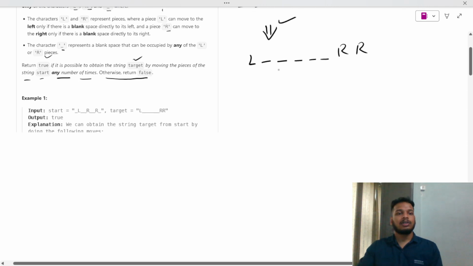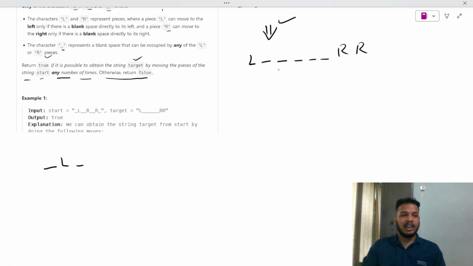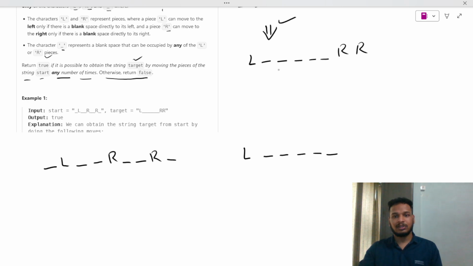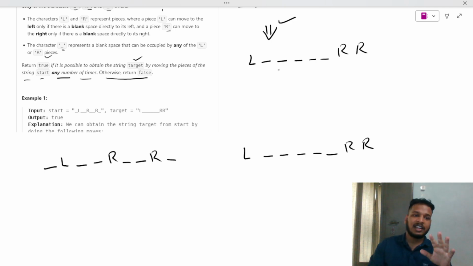Looking at the problem, the start string is underscore L underscore underscore R and underscore. We have to make the string L underscore R R. We consider that L can only move to the left side of the string and R can only move to the right side of the string.